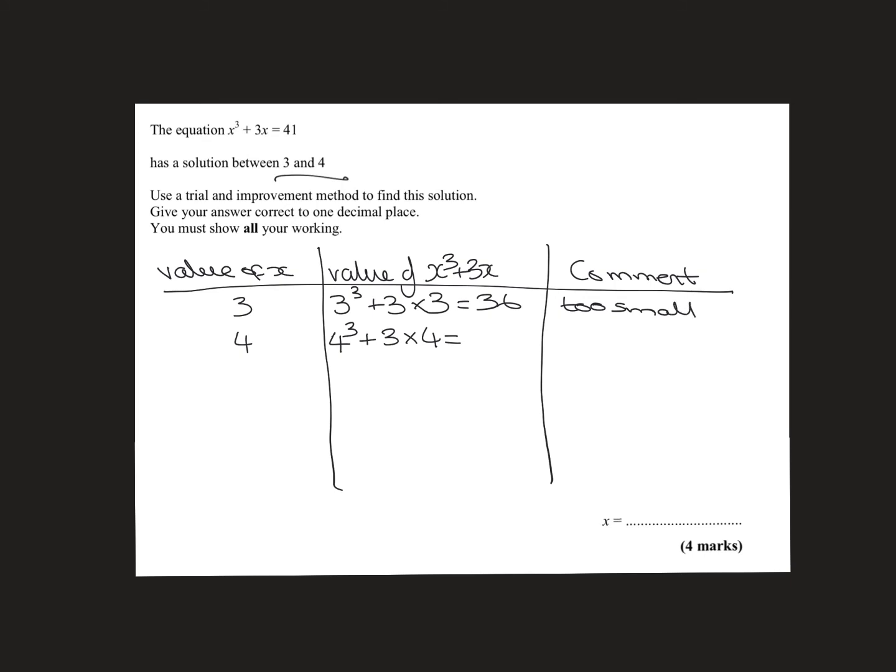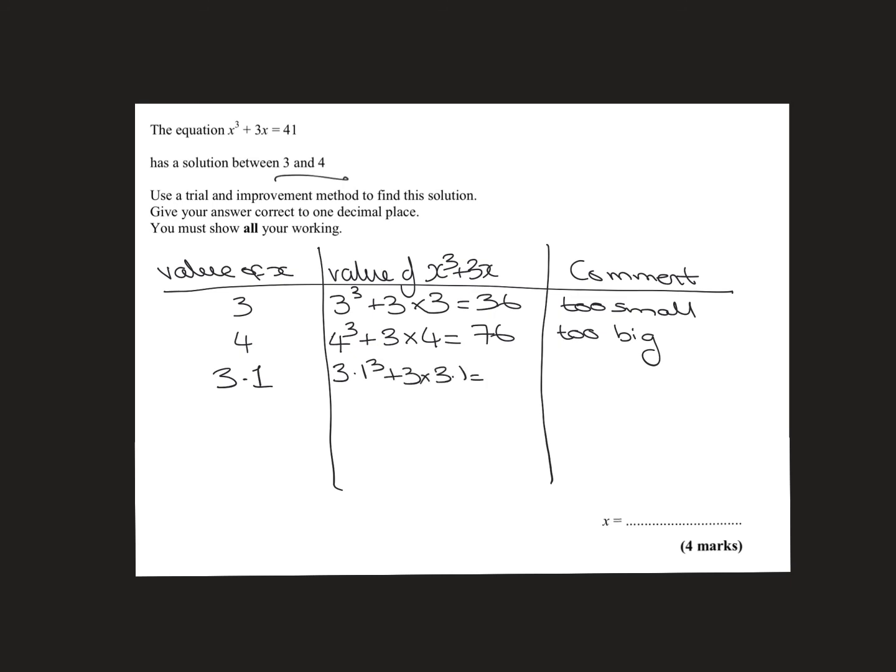Okay, 4 cubed then, so we can use my calculator. 4 cubed plus 3 times 4 equals 76, which is too big. Now we can see that it is definitely closer to 3, because 41 and 36 are not that far apart, whereas 41 and 76 are. So I'm going to try 3.1 and see. 3.1 cubed plus 3 times by 3.1.